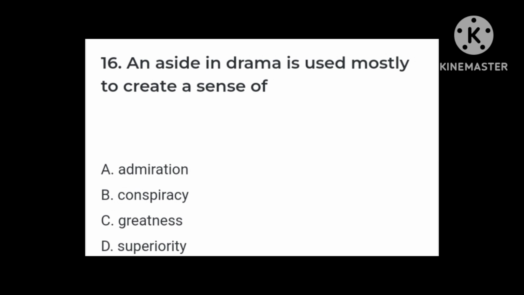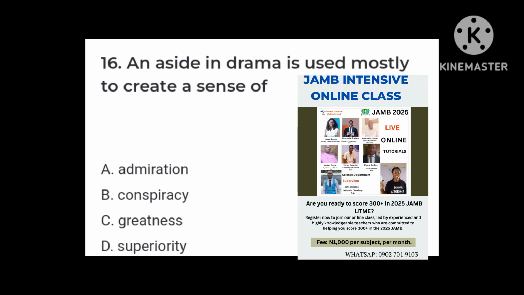In the options, we have option A, admiration. Option B, conspiracy. Option C, greatness. Option D, superiority. Aside means a situation in which an actor or an actress is talking to the audience directly. It is a direct remark made by an actor or an actress to the audience while on the stage.